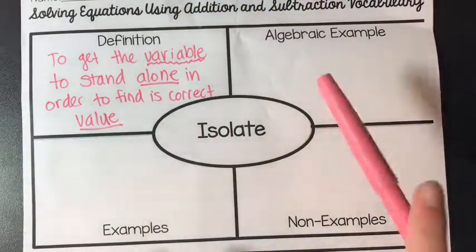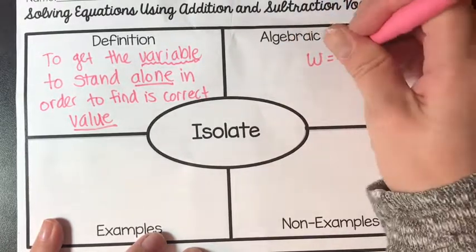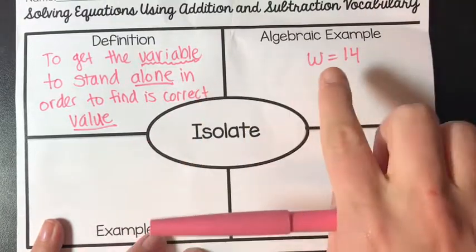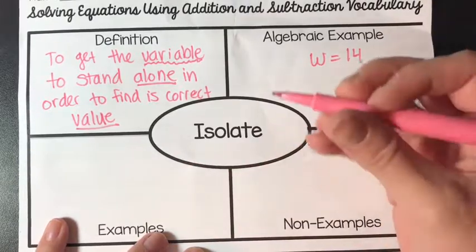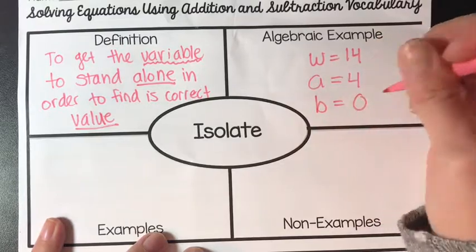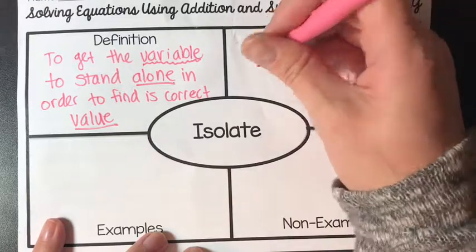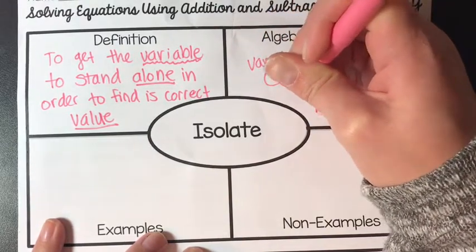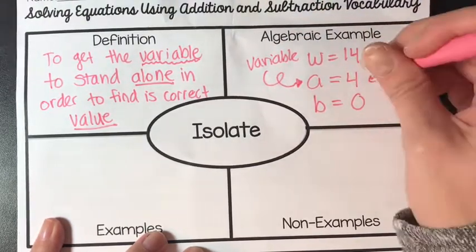So for example, if you were to isolate a variable, it would look something like this. W equals 14. That is a variable on one side of an equation. It's isolated, it's by itself, and it's telling me, hey, what is W? Well, it's equal to 14. Another example would be like A equals 4, B equals 0, and so on and so forth. You have a variable on one side, and then the value on the other.